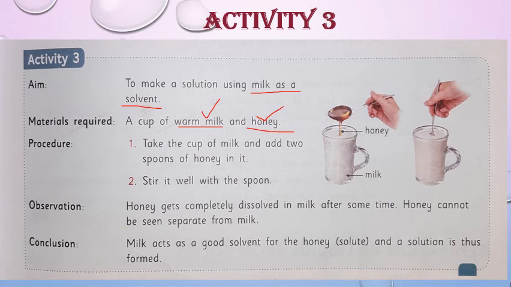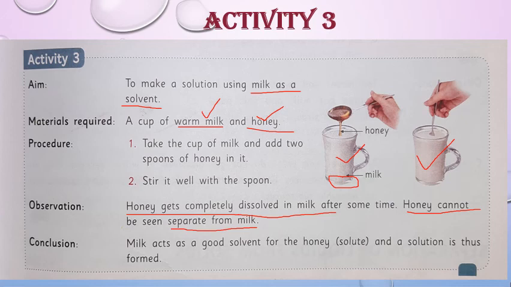Add honey to the milk and then stir it very well, mix it properly. After some time, what you will see is that honey gets completely dissolved in the milk. First, when you put the honey, you will see some honey at the bottom of the glass. But when you start stirring it well, after some time you will see that there is no honey at the bottom. Honey will be completely dissolved, cannot be separated from the milk, it will be completely dissolved inside the milk.